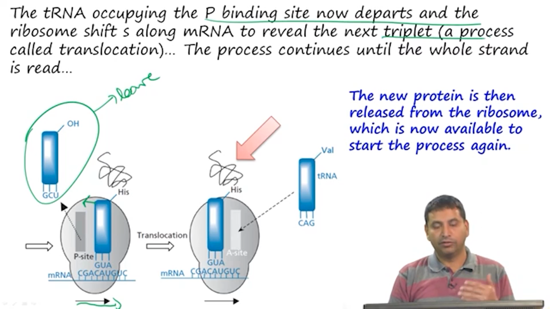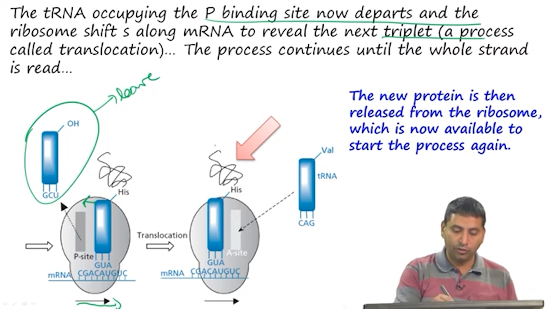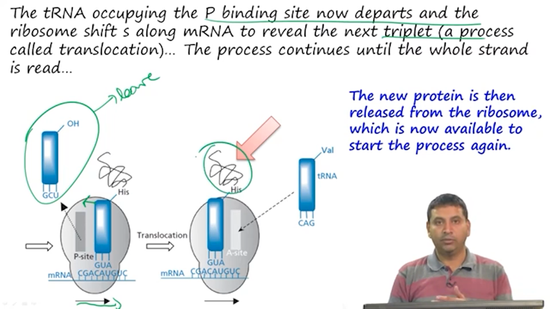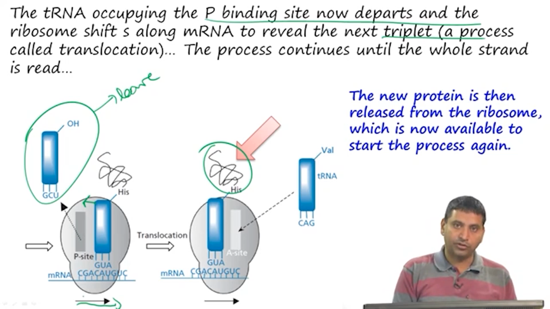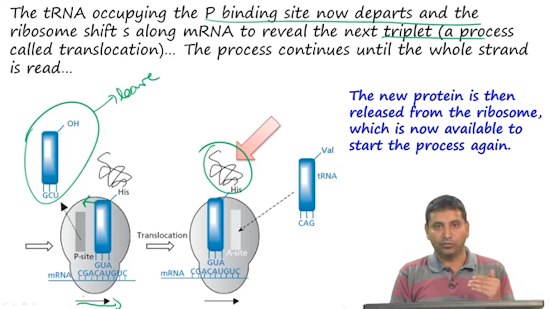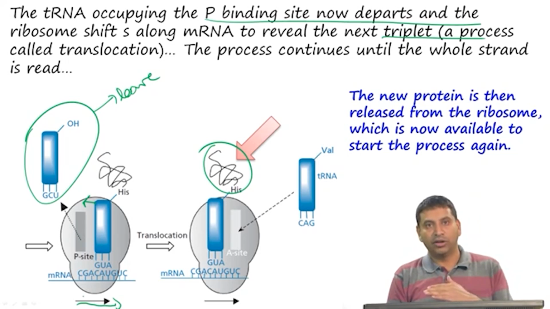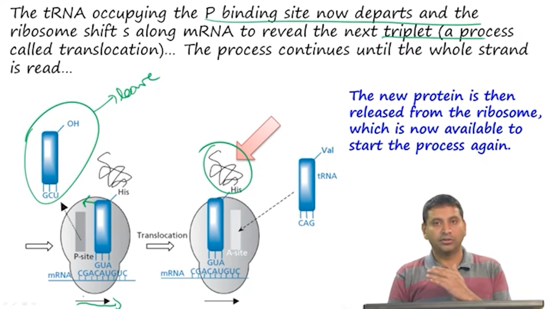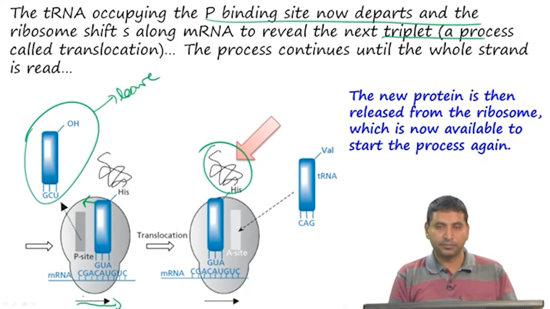So, this is a very critical component of protein synthesis, because once the new protein is formed, it will be shifted out when the stop codon shows up. But until then, you need this process to happen in a very smooth manner, and translocation is an important part of this entire process.